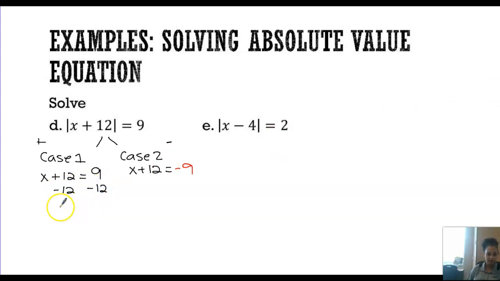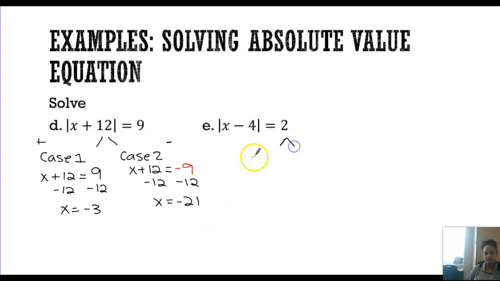The inverse of adding 12 is subtracting 12. So I get x equals -3. And I'll get x equals -21. Again, you can plug it in to check if you want to make sure that those answers are correct.